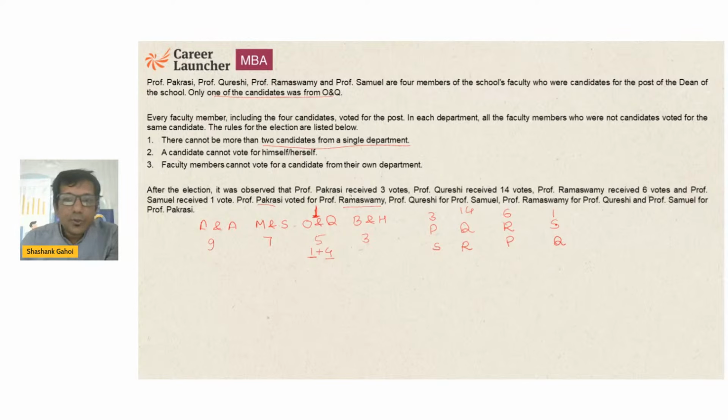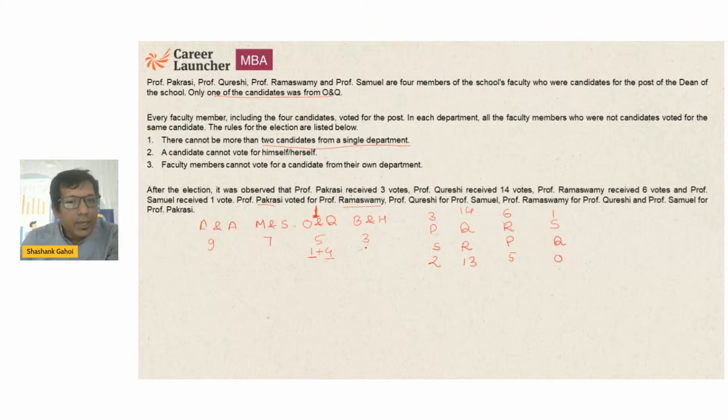Now S was supposed to get 1 vote. That is directly going to get from Q. So S is getting 0 additional votes. R was supposed to get 6 votes. Out of 6, 1 is going to get from P. So remaining are 5 votes. Q was supposed to get 14 votes, getting 1 vote from R. So basically, remaining votes are 13. And P is supposed to get 3 votes, 1 is from S, so remaining 2 votes from someone.